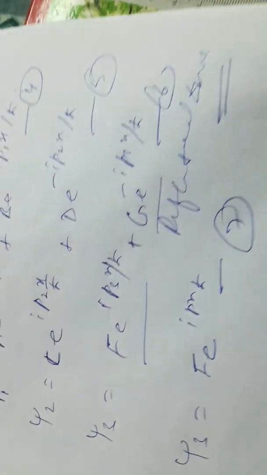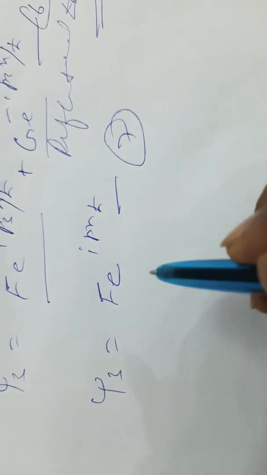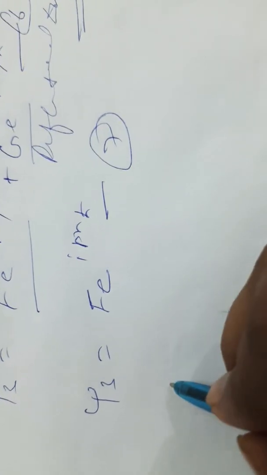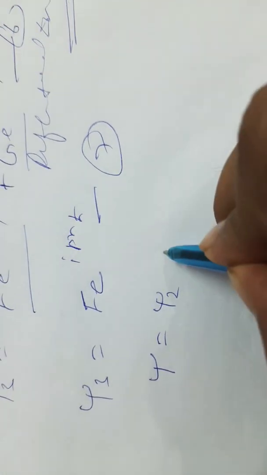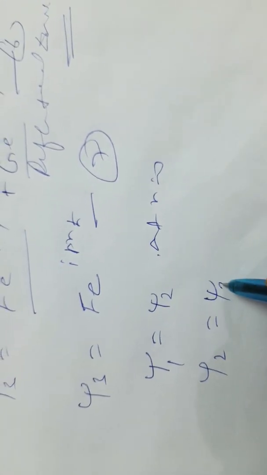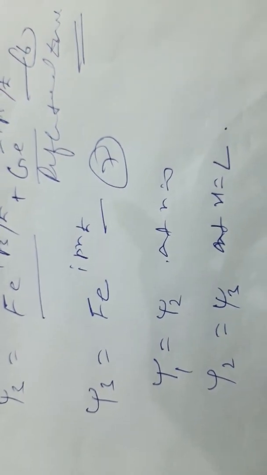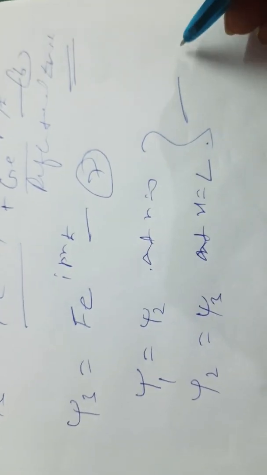So for evaluating the constants A, B, C, D and F, we have to apply the boundary conditions at x equal to 0 and x equal to L. One condition is that psi must be continuous at the boundary. Continuous at the boundary means psi 1 must equal psi 2 at x equal to 0. Similarly, psi 2 must be equal to psi 3 at x equal to L. So the other condition is that the derivative is also continuous. These two conditions will be written as equation number 8.